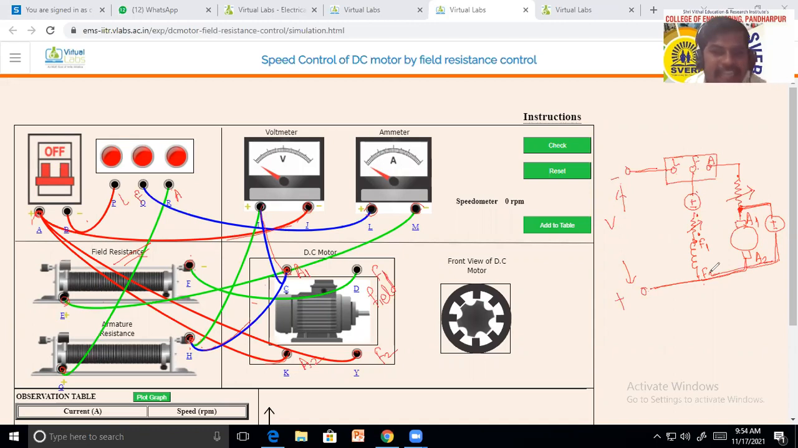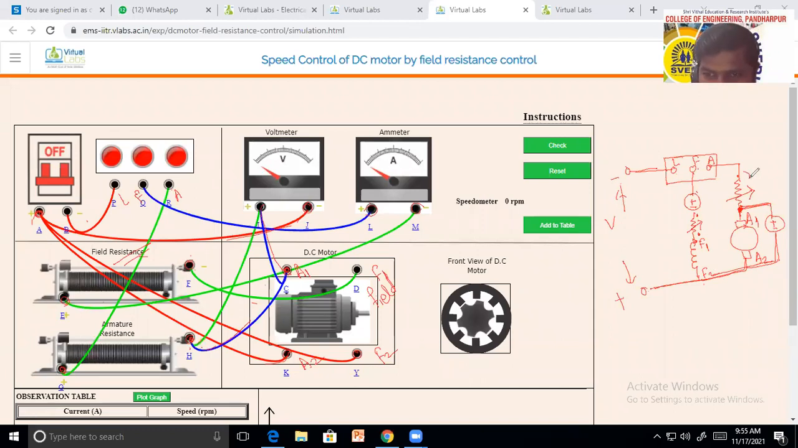So this is the circuit diagram of the field control technique of speed control of a DC motor, and the connection will be like this. Now have you understood? Is there any doubt in the connection? No, sir. Okay, so it is simple.